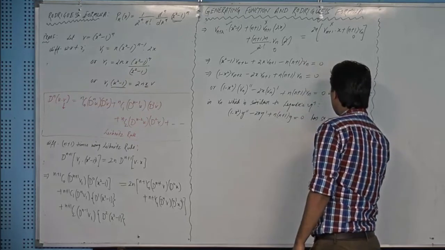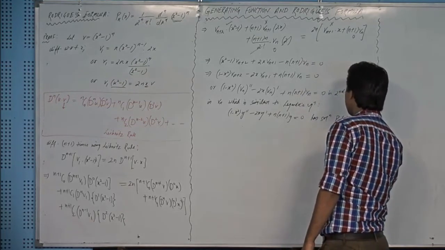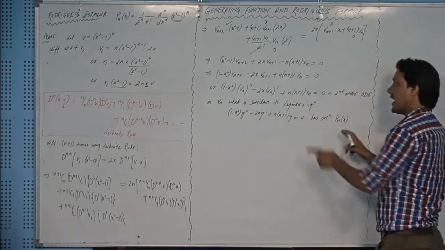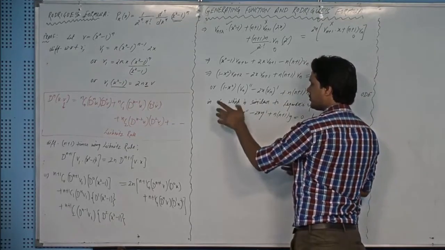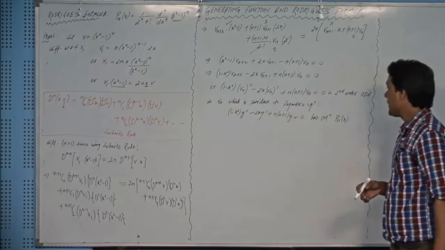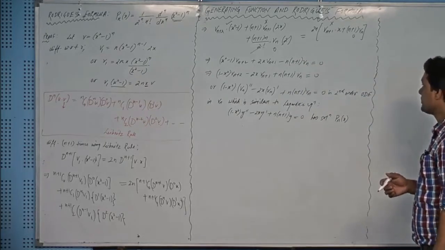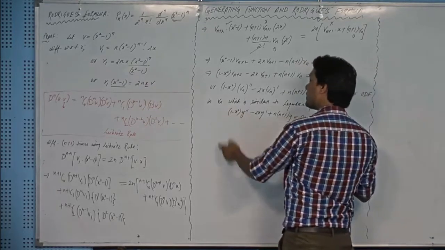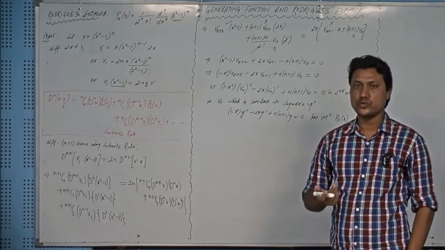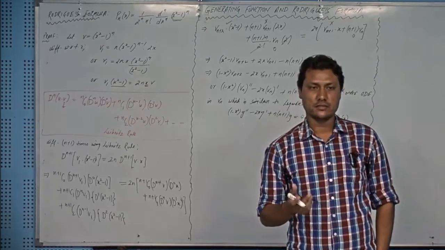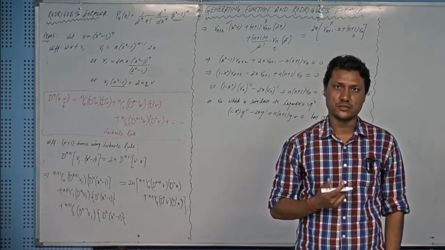This differential equation has solution Pn(x), and this differential equation has solution Vn, right? So it means that these two solutions must be multiples of each other, right? You know from the theory of differential equations that when you have two solutions of the same differential equation, they are constant multiples of each other, right?